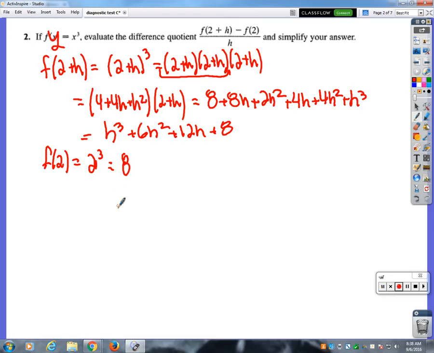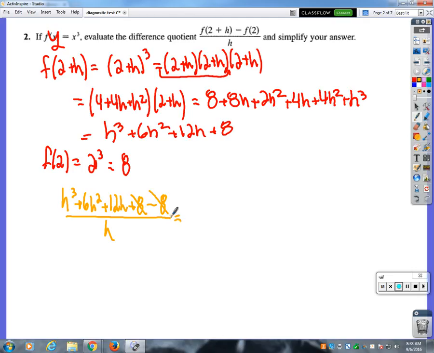All right, so now I'm ready to go. That's the sort of prep work. So f of 2 plus h we figured out is h cubed plus 6h squared plus 12h plus 8. And then I'm going to go minus f of 2, which is 8. And I'm going to divide that whole thing by h. And the 8's cancel, which is super fun.